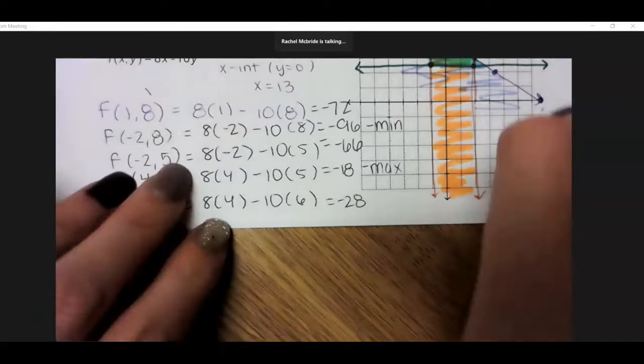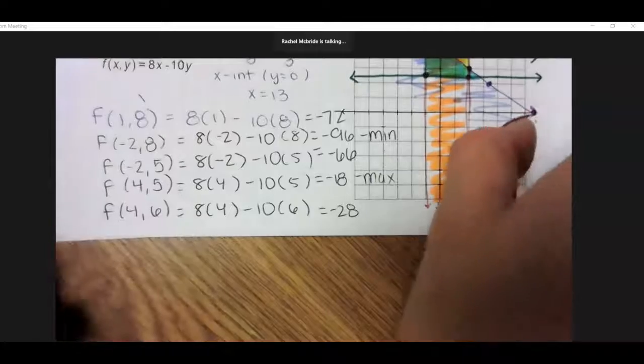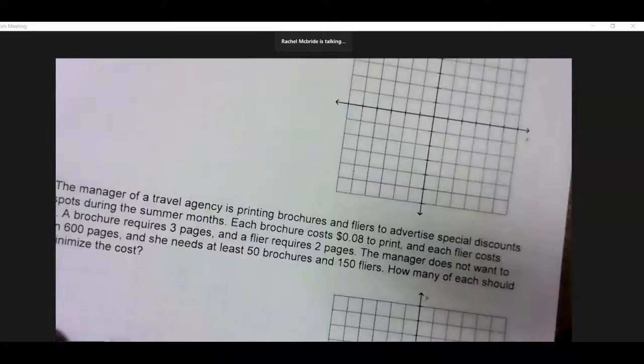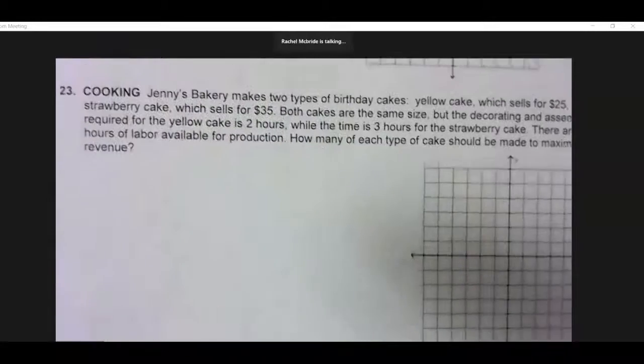So what I'll do is post the answers to the rest of these worksheets so you can go back through and check them. So I'll put up the answers to 11, 12, 13, 14, 15, 16 as a PDF for you. But I want to take some time and go over the word problems with you.